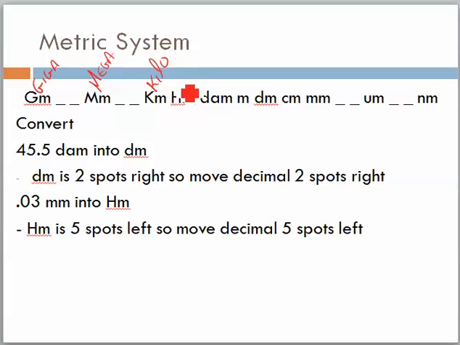The next one would be hecto. It's a capital H and M. This is deca. This is our base. This is deci. This is centi. This is milli. Once again, we have these two spots right here that we do not use. They exist, but we're not going to talk about them.